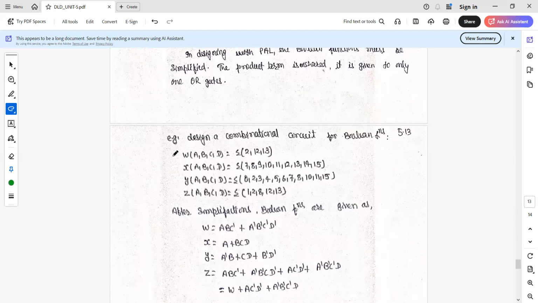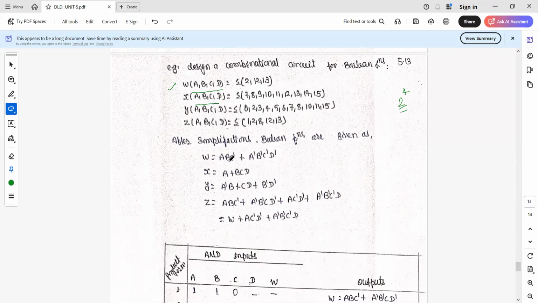Like here, the functions are given with W, so it is 4 variables. 4 variables means we require a K map which will have 16 boxes. On the basis of the K map, again we have to find the simplified Boolean function. So the simplified Boolean functions are like this, and this can be realized with the help of the K map.